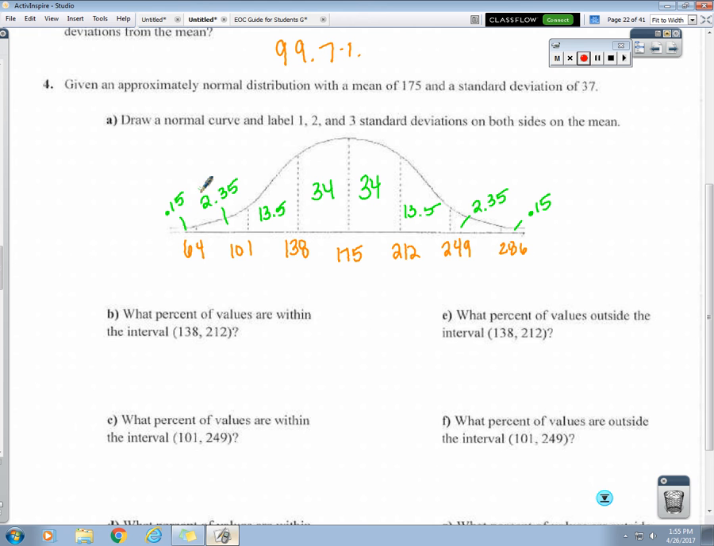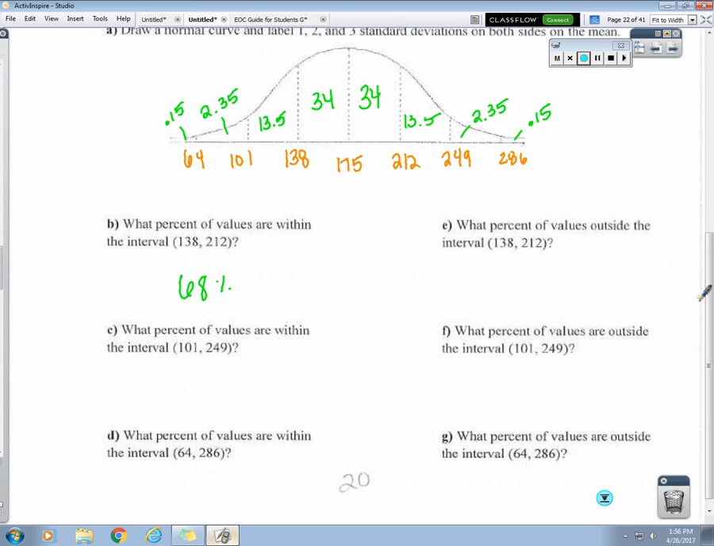Okay, so now that it's labeled, what percent of these values are within 138 and 212? 68%. What percent of values are within 101 and 249? What percent of values are within 64 and 286? What percent of the values are outside 138 to 212?